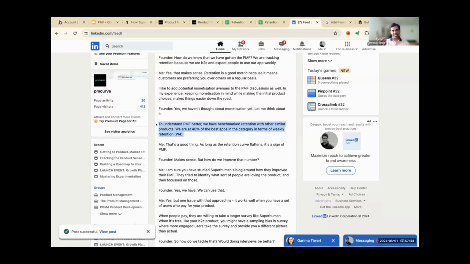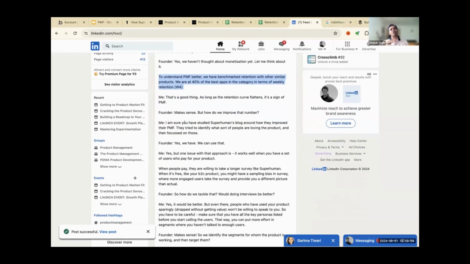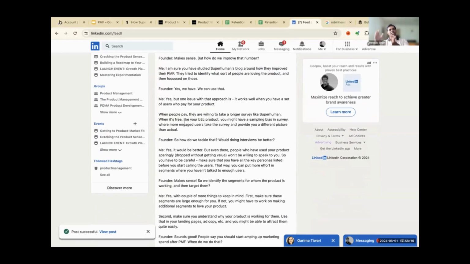If you have gone through this session, you'll realize that W4 is not the sign of PMF, or it being 40% of the top apps is not the sign of PMF. As long as the retention curve is flattening, it's a sign of PMF, right? And then came the next question, which is how do you improve the number, right? And this is where we covered that you can go through the Superhuman approach, but the problem is you're a B2C app, and in a B2C app, the surveys are actually biased. So you have to find the users, segment the users, talk to users, and finally put everything together to make sure that you have the right segment that you're targeting, right?